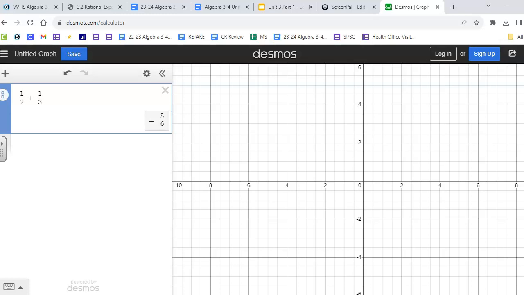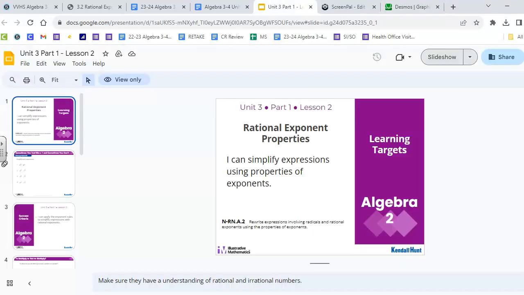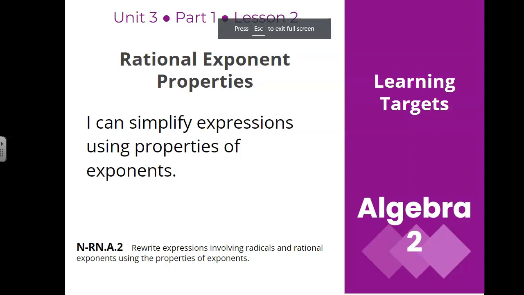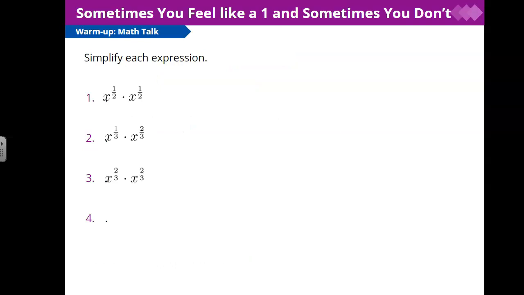So I want you to make sure whenever you have trouble with this lesson at any point, you pop open a window of Desmos and you just kind of rock. Now, it is good to know how to make common denominators and things like that, and we will practice that as we go. But for now, I want to make sure you have a backup plan.